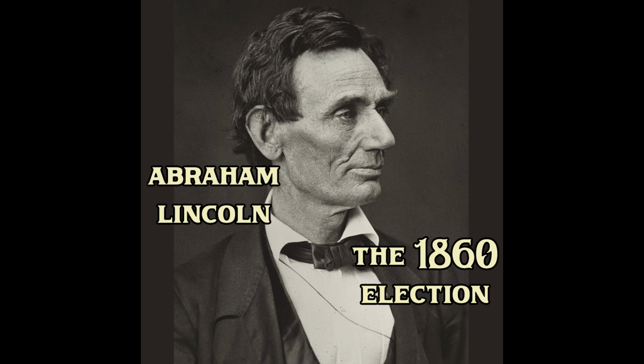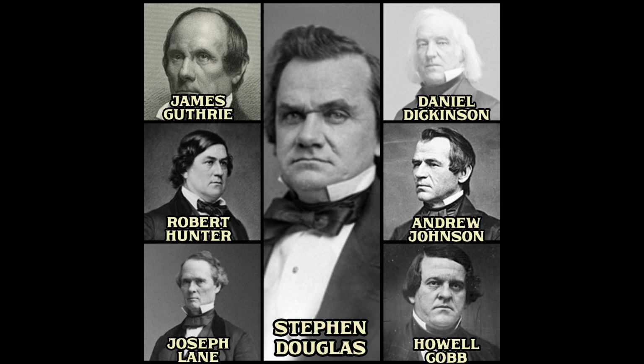Well, moving on to the actual election, we had the Northern Democrat, and their candidates were Stephen Douglas, James Guthrie, who was former Treasury Secretary from Kentucky, Robert Mercer Taliaferro Hunter, Senator from Virginia, Joseph Lane, a Senator from Oregon, Daniel Dickinson, former Senator from New York, Andrew Johnson, the old Tennessee, Howell Cobb, who was Treasury Secretary from Georgia, probably related to the other races.